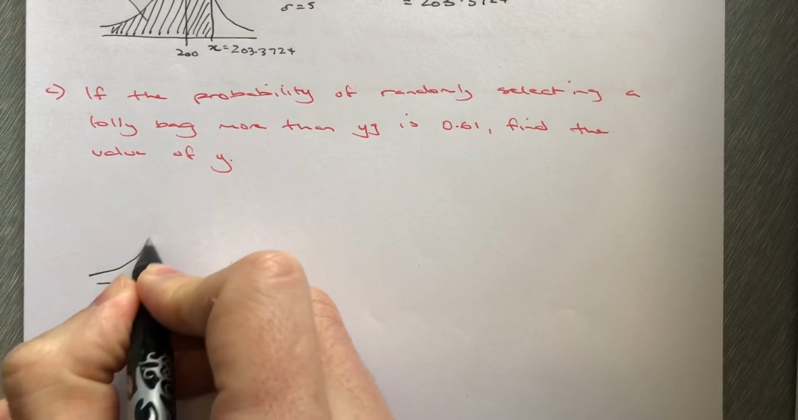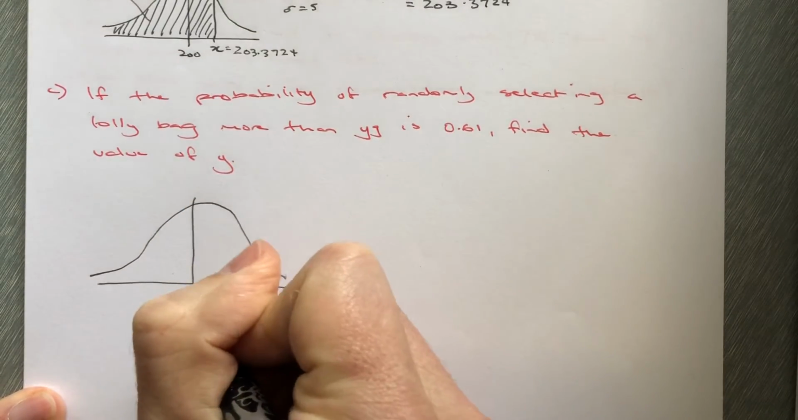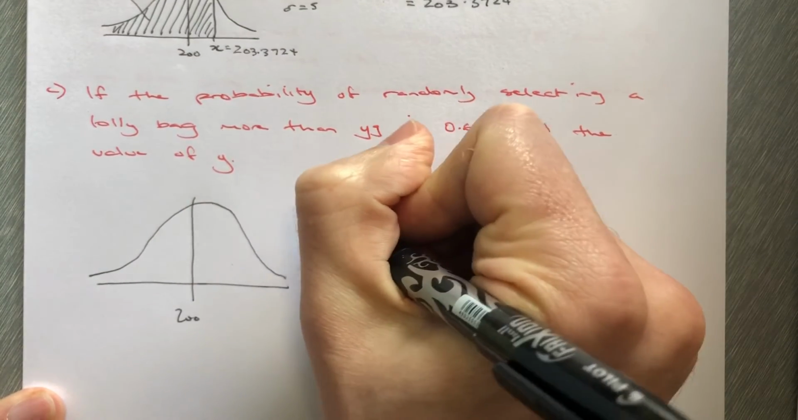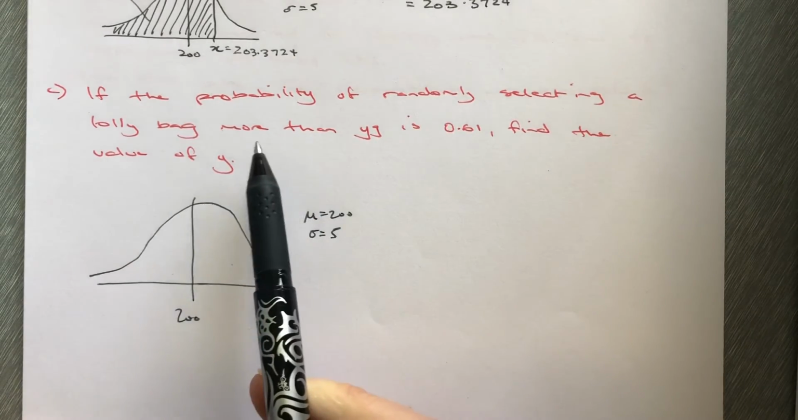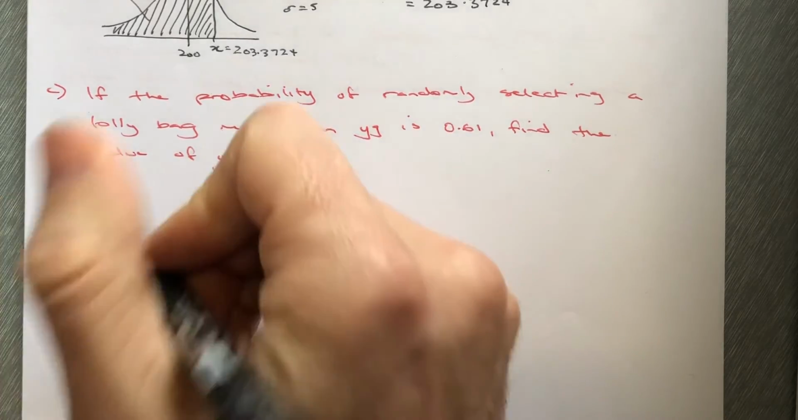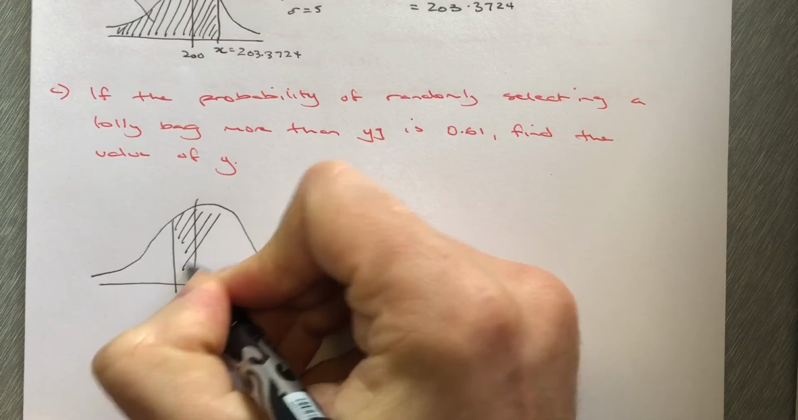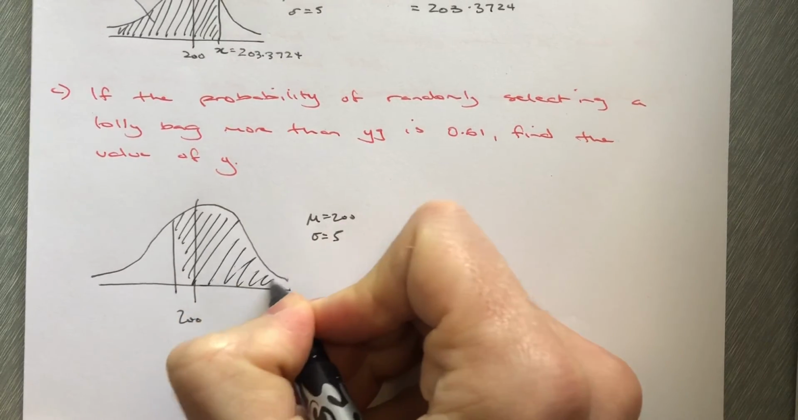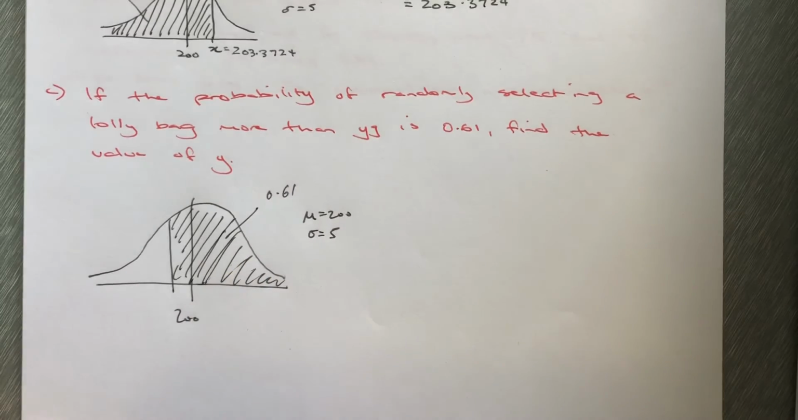So here's our distribution. Our mean was 200. Our standard deviation is 5. Now it's told us that the chance of selecting more than Y is 0.61. So 0.61, something like that. We've got 0.61 in there, that's the shaded bit, and Y would be here. We want to find out what Y is.